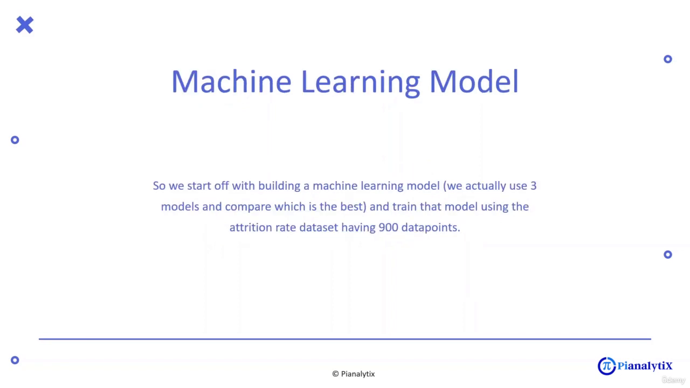Now we come to the first part, that is machine learning model building. So we start off with building a machine learning model. We actually use three classifiers: logistic regression, random forest, and naive Bayes. Then we train those models using the attrition rate dataset, which has 900 data points.